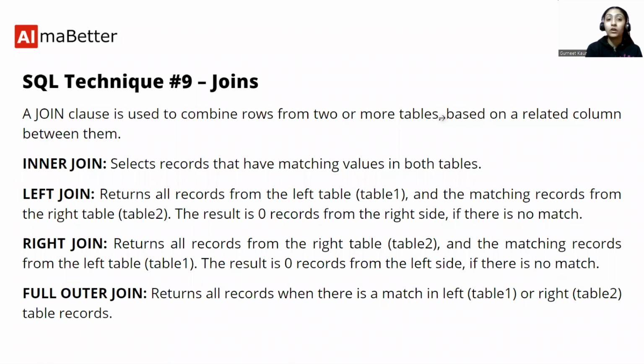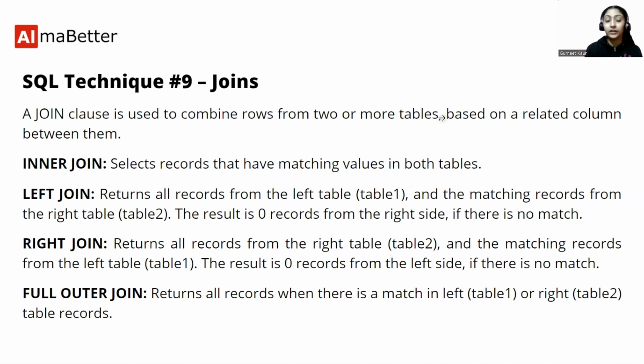Now coming up to our last technique, which is joins. A join clause is used to combine two or more tables together on the basis of a matching value or a column between them. A query can contain a single join operation or multiple join operations. We have different types of joins: inner join, left join, right join, and full outer join. Inner join combines two tables together on the basis of a matching value.